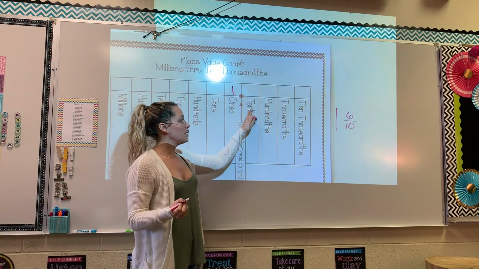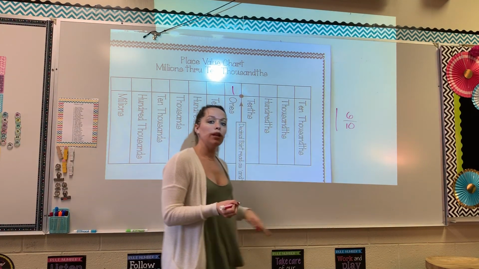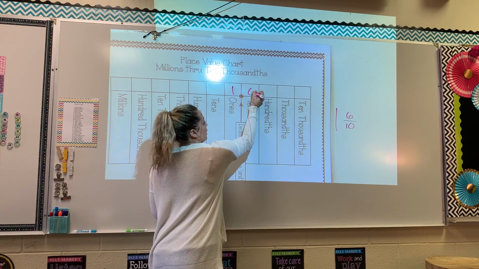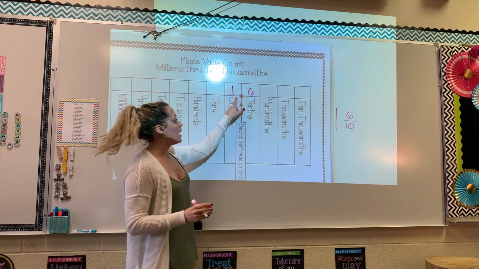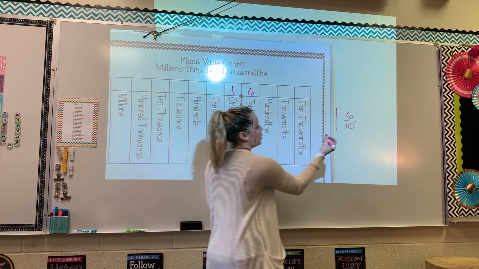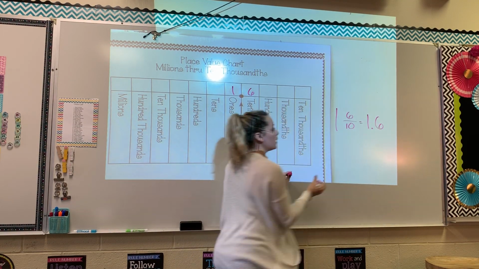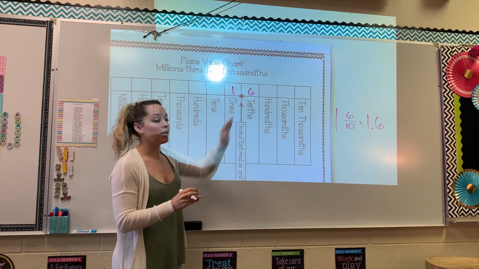Now moving on to the tenths place. Do I have any tenths? Well, yeah, I have 6/10. So in the tenths place, I would put a 6. And we would read this as 1 6/10. So when changing it to a decimal, it becomes 1.6, just like this, 1.6.